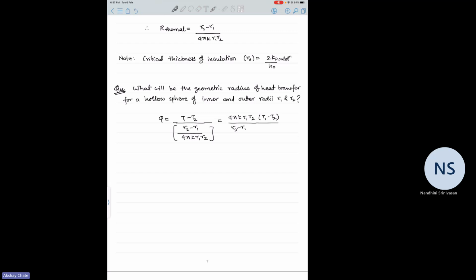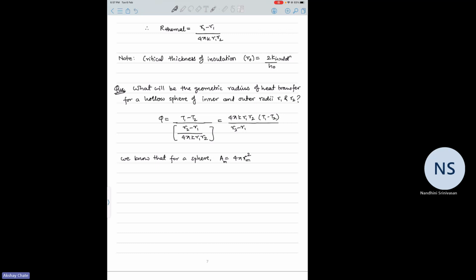For a sphere, we know that the surface area, let's say A, is nothing but 4 pi R square. Now, the only information that we have is this much.